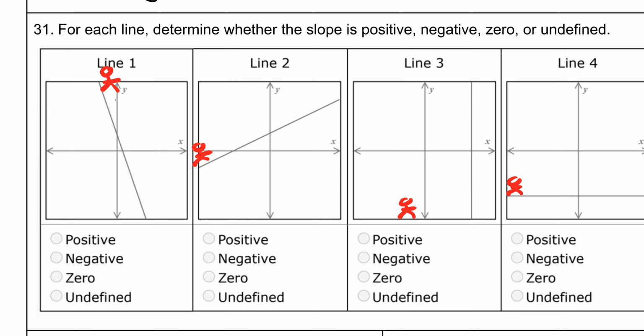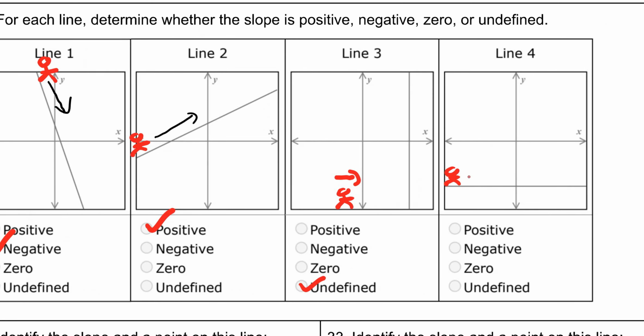Okay, so since this person is going down the hill here, this means we have a negative slope. Since this person is going up the hill, we have a positive slope. Since this person runs into a wall right here and can't move anymore, the slope is undefined. And over here, this person just walks straight very easily, so the slope here is going to be 0.